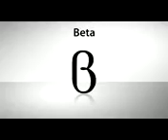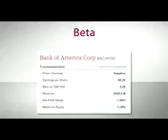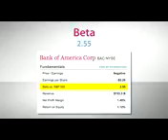What is beta? When you're researching a stock, you'll often see, along with some other fundamental information, a value for the beta of the stock. Here we see that Bank of America has a beta of 2.55. Well, what does that mean?